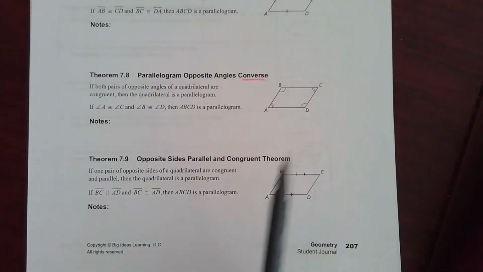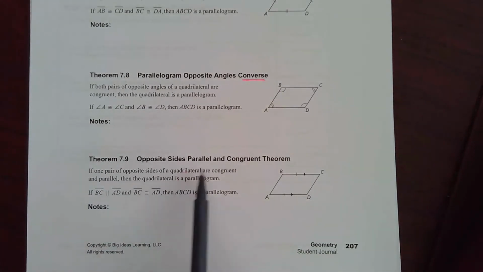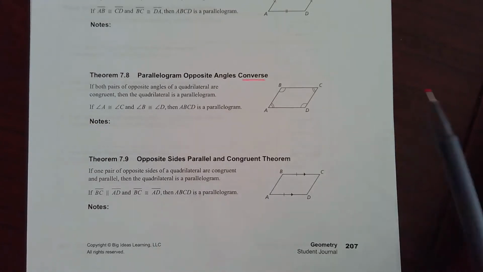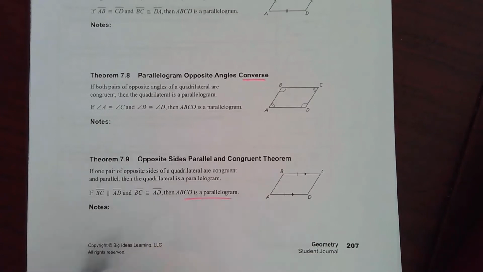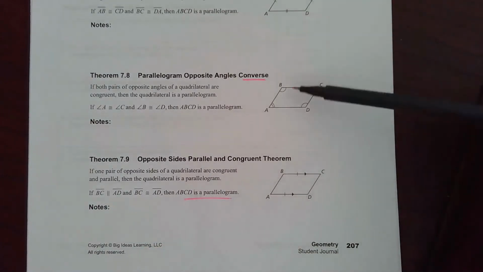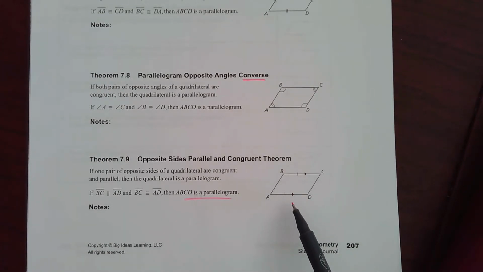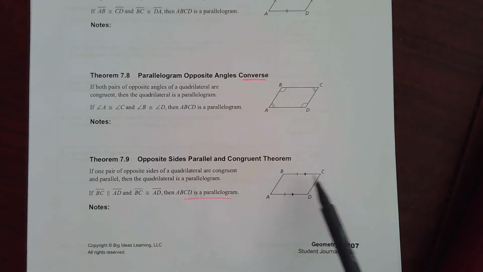And then the next one is opposite sides parallel and congruent. This one isn't a converse, this is actually a new one. This is another way that we can prove something is a parallelogram. Rather than just showing the properties in reverse, if we can show that we have one set of sides that is both congruent and parallel, so we're talking about the same set of sides, then this shape has to be a parallelogram.